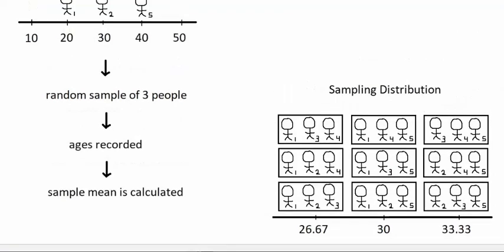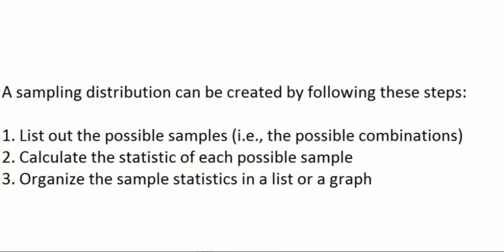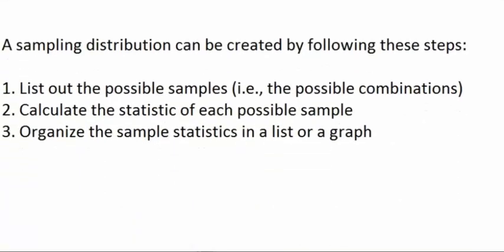So let's go over the steps of creating a sampling distribution with a small population. I'm just going to show you how to do the work that I did on the screen in a step-by-step way. So you could actually create your own diagram if you want to do. So what you do first is you list out all of the possible samples, all of the possible combinations. Then you calculate the statistic of each possible sample. The statistic might be a mean, it might be something else like a standard deviation. It just depends on the situation you're dealing with. But you calculate it for every possible sample.